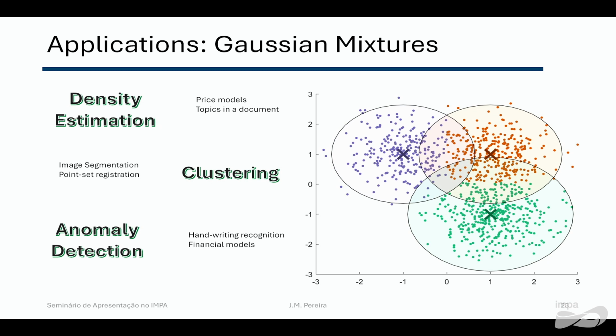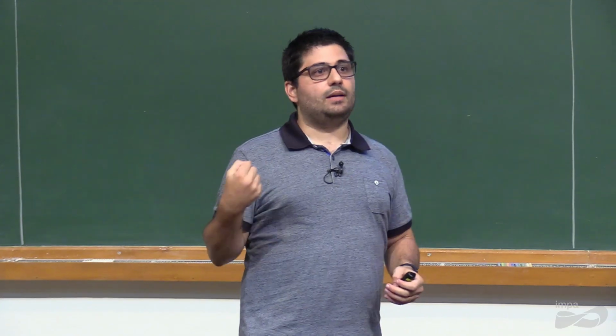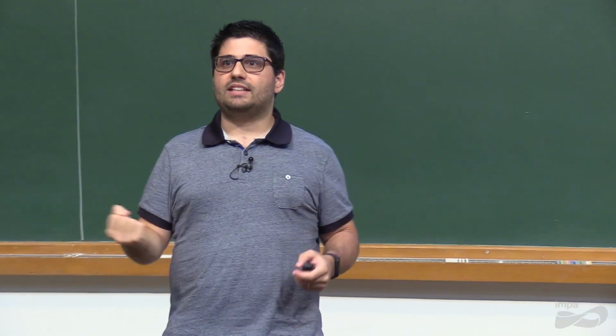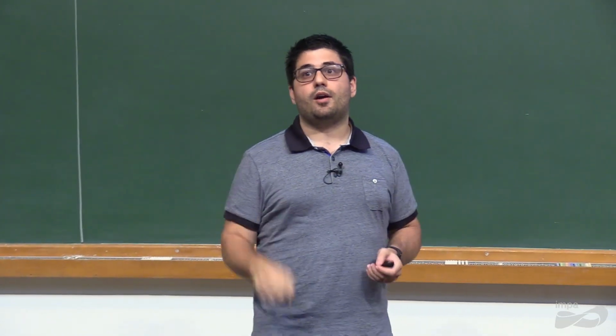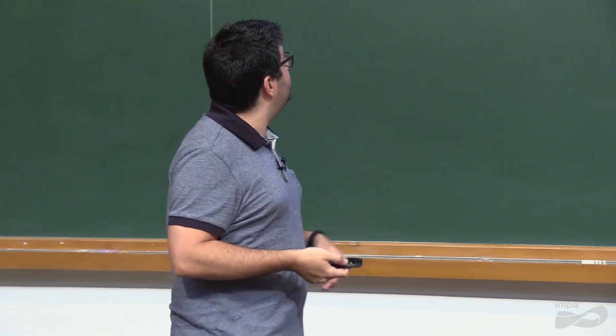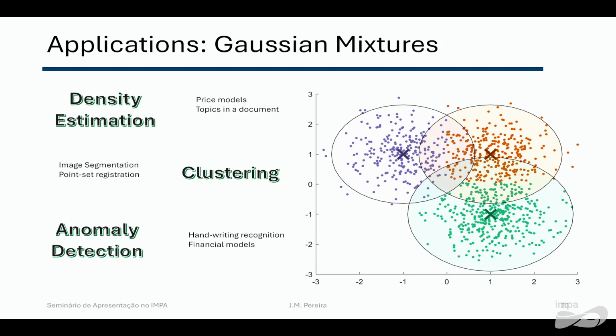And you can also use it for anomaly detection, because once you have a model for the data and another thing comes in, you can say, OK, this thing is very unlikely. It has a very low probability, so it's an anomaly. And it's a way you can use it for anomaly detection. And people use this for handwriting recognition, financial models, and also to detect fraud and things like this.